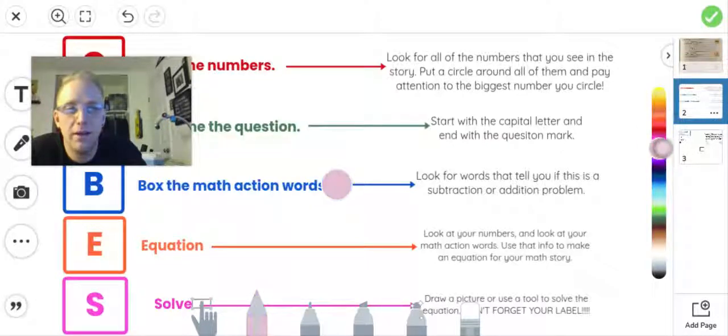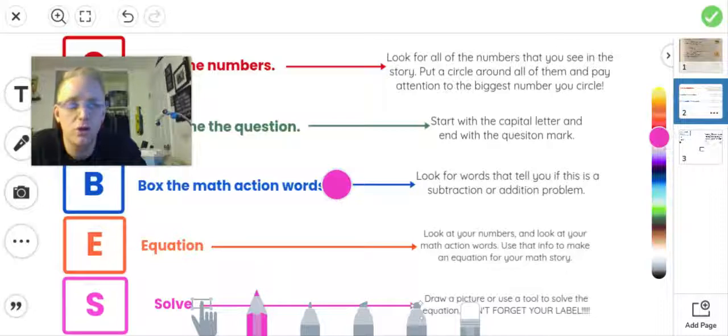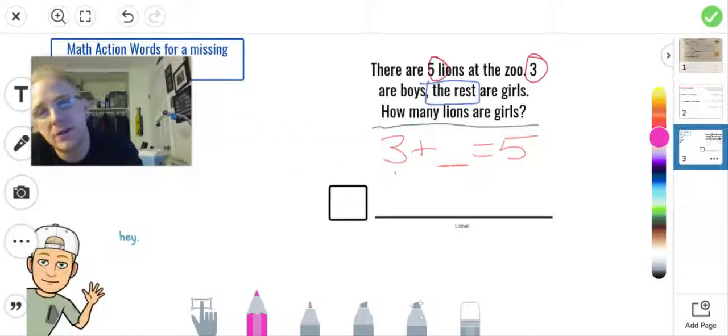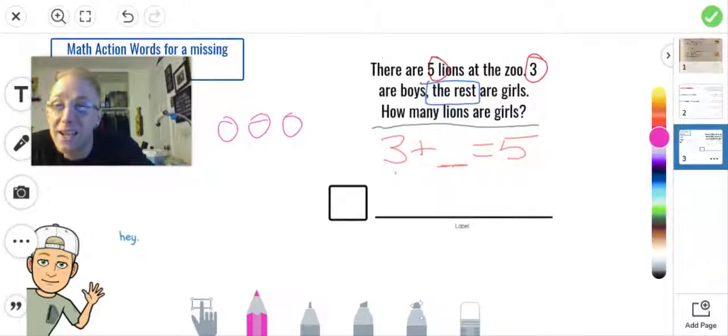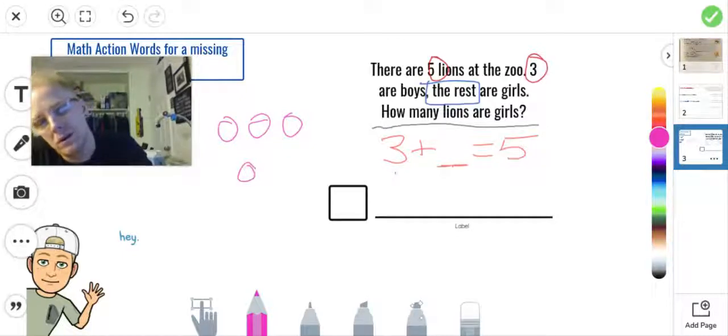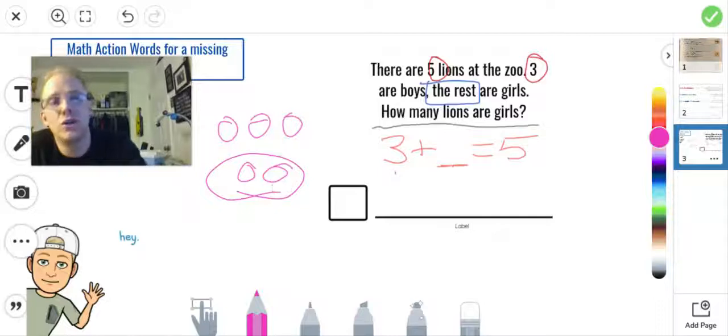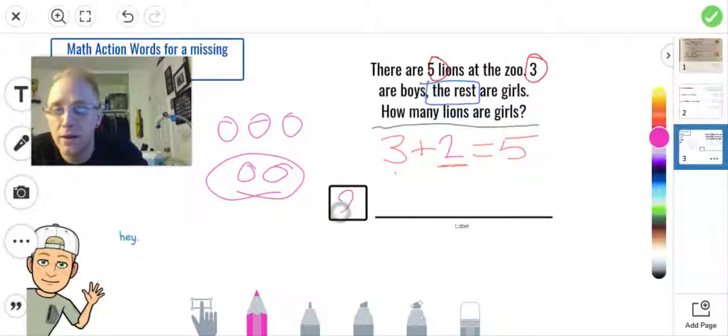So I'm going to come down in here in pink, and I am going to draw a picture to solve it. So I know that I've got 3. So I'm going to draw 3 right here. 1, 2, 3. Now I've got to count on until I get to 5. 4, 5. So it took me 2. So 3 plus 2 equals 5. Well, now I've got my solve, so I'm going to write my answer, that there are 2.